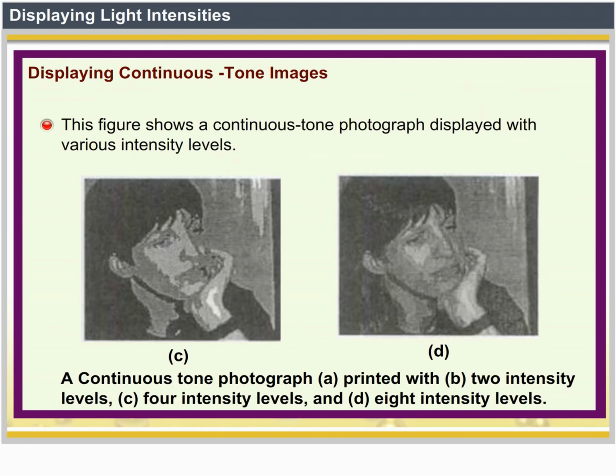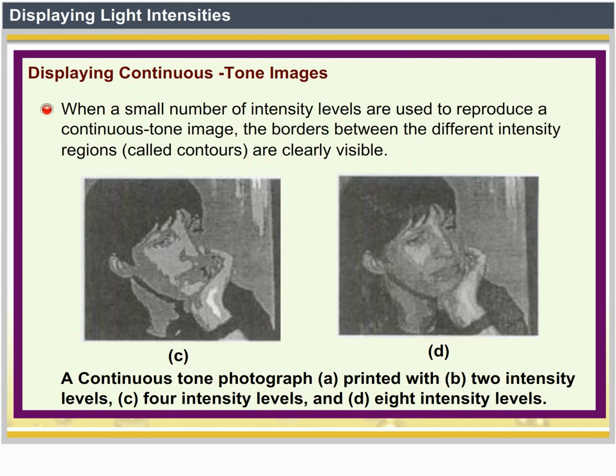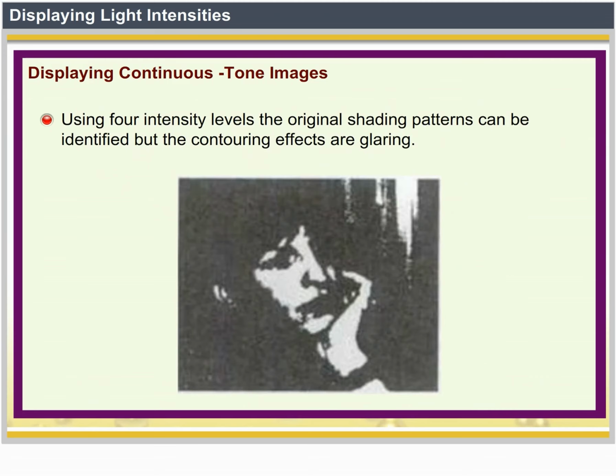This figure shows a continuous tone photograph displayed with various intensity levels. When a small number of intensity levels are used to reproduce a continuous tone image, the borders between the different intensity regions, called contours, are clearly visible. In the 2-level reproduction, the features of the photograph are just barely identifiable. Using 4 intensity levels, we begin to identify the original shading patterns, but the contouring effects are glaring.